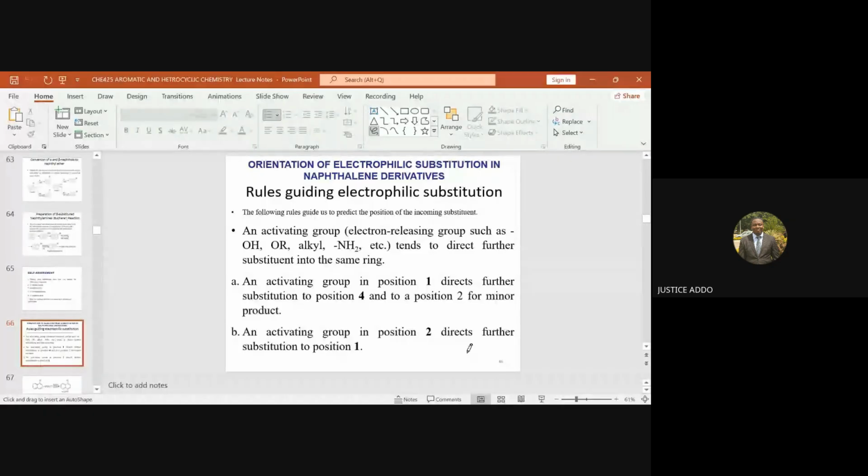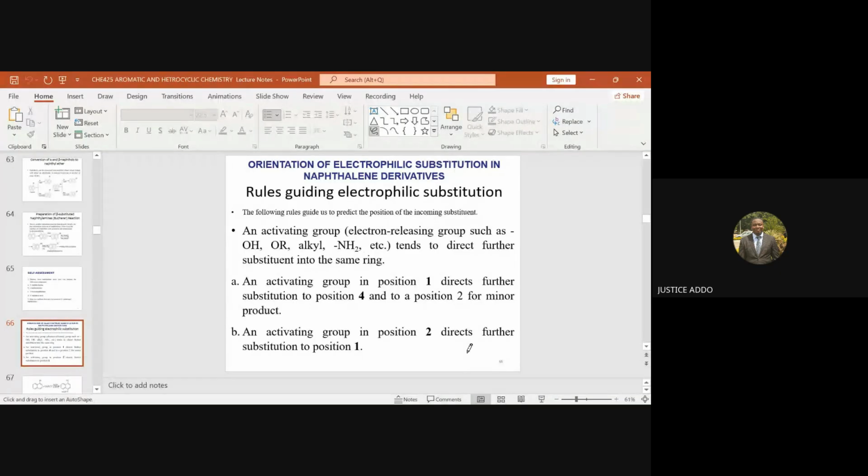But then, if it directs to the para position to position 1, it is just opposite. So the two groups at the end of the day will be far apart. So the issue of steric hindrance, overcrowding, will not be present to affect the molecule's stability. And so that will give you the major product.